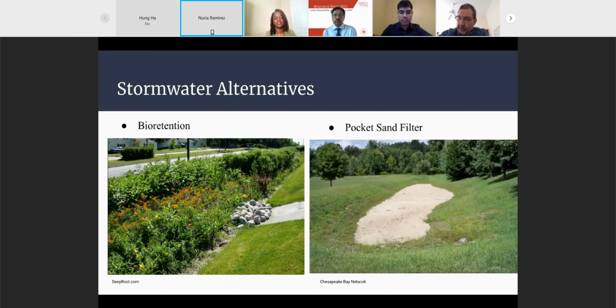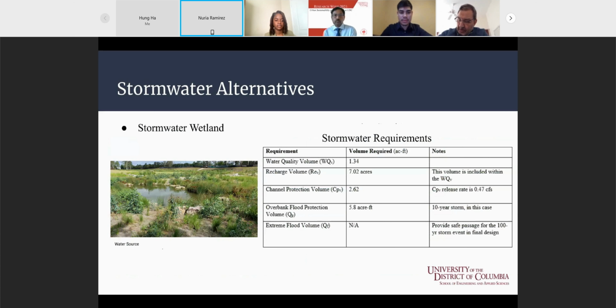Next. So for stormwater wetland, it's a structural practice that is similar to wet ponds and a wetland system designed to maximize the removal of pollutants from stormwater runoff. So on the right, we have the stormwater requirements that we gathered from following the Maryland Stormwater Design Manual, and this is needed for us to design our pond. Next.